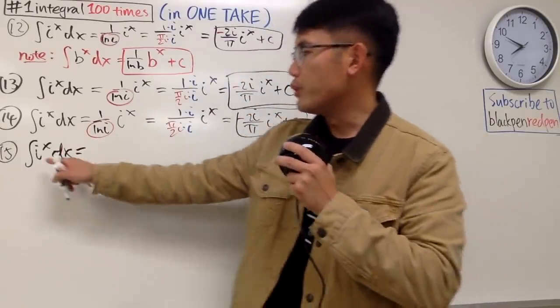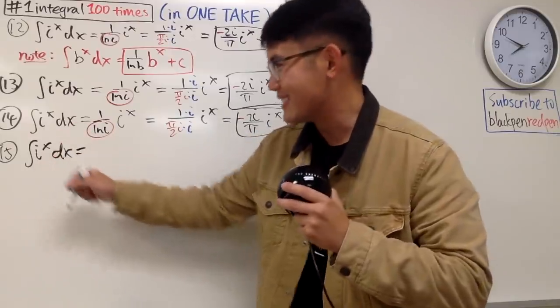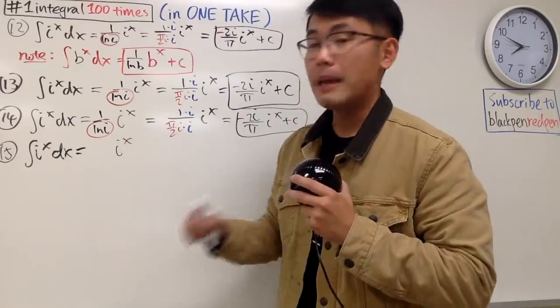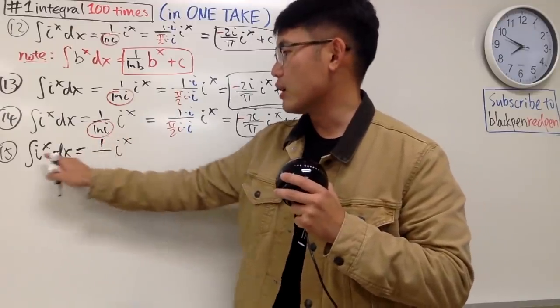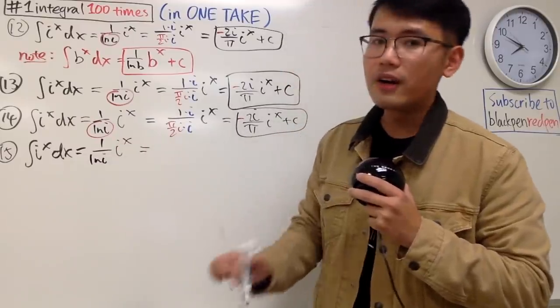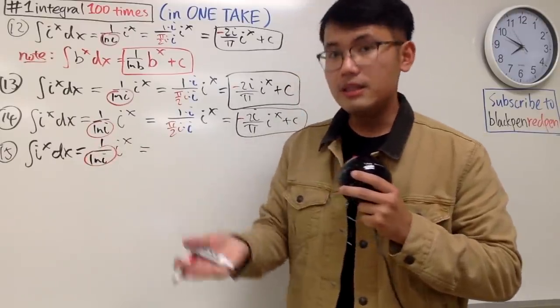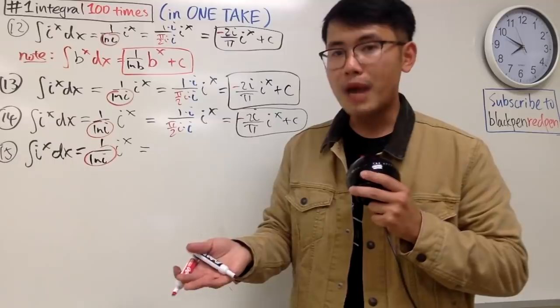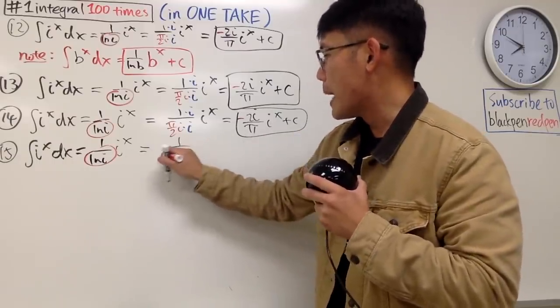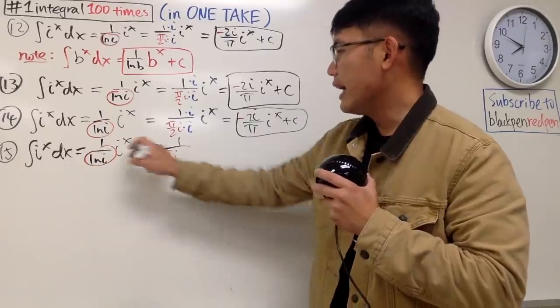But let me tell you, when you integrate i to the x, this is not that bad at all, because this right here is the same as just i to the x, but you divide it by the natural log of this constant, which is just i. So that's what we have. However, the natural log of i is just pi over 2i. Why? Because I watched Dr. Peyam's video. So we just get 1 over pi over 2i, and then we have i to the x power.